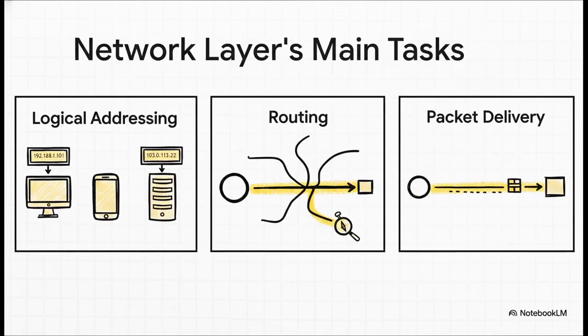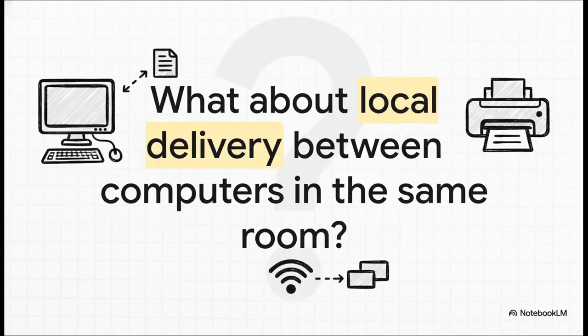So, this layer is handling some really crucial tasks. First is logical addressing, which is just a fancy way of saying it gives every device a unique IP address. Second is routing. That's the process of choosing the best path. And third is the actual delivery of the packet across all those different networks that stand between you and the server.